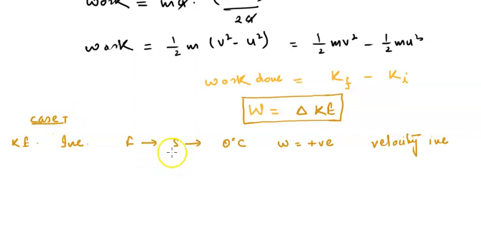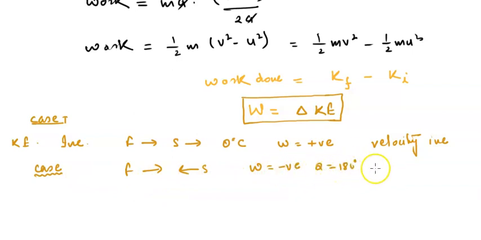Whenever the force is applied in the same direction as the displacement, the velocity will increase. In the second case, when we apply force in the opposite direction to the velocity, the work done will be negative because theta will be 180 degrees, and the velocity will decrease. Always remember this. These are the two cases.